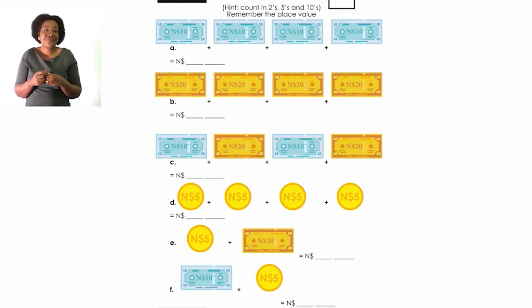All right, we have 1, 2, 3, 4 $10 notes. So what are we going to do? We have to count in tens 4 times, isn't it? We are counting 10, 20, 30, 40. So you have a 40. 40 what? 40 Namibian dollars.